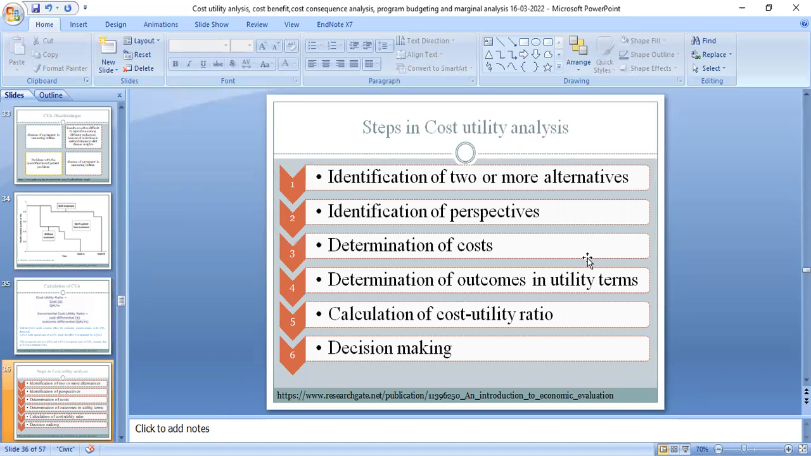Now, these are the steps for doing the cost utility analysis. First step is identification of two or more alternatives, then identification of the perspectives, then determination of the cost, then determination of outcomes in utility terms, that is QALY, and then calculation of the cost utility ratio, and then decision making.